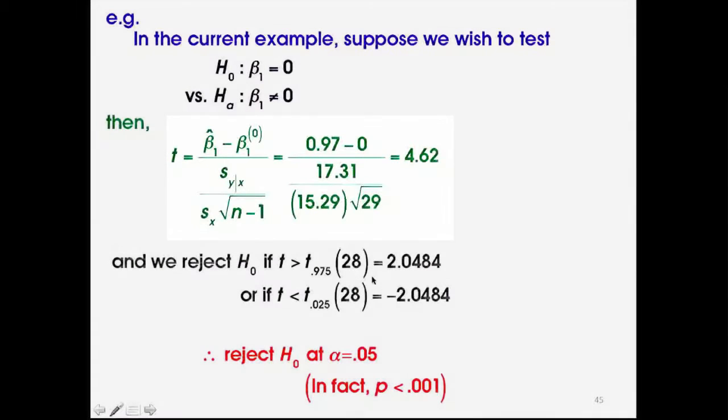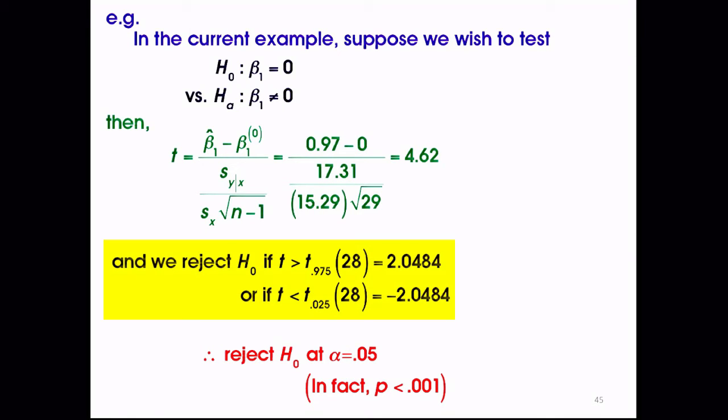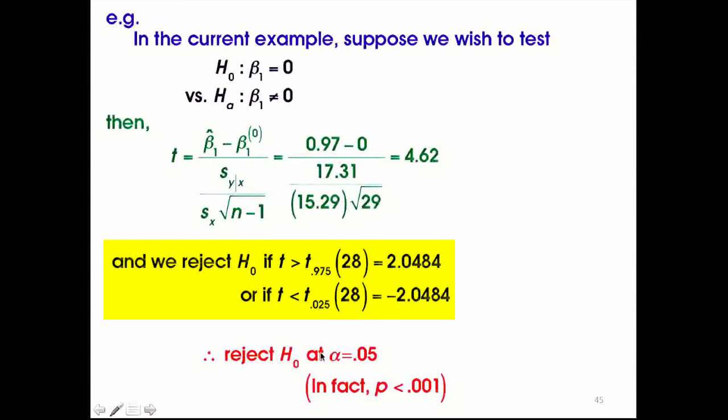And I want to do a hypothesis test now where I'll reject the null hypothesis if t is greater than the 97.5 percentile of the t distribution with 28 degrees of freedom, or if t is less than the lower 2.5 percentile of the t distribution with 28 degrees of freedom. And so the critical values are 2.0484 and minus 2.0484. So anytime the value is above that or below that, I reject the null hypothesis. In fact, the value is 4.62, so it falls above 2.048. So we reject the null hypothesis at the 0.05 level.